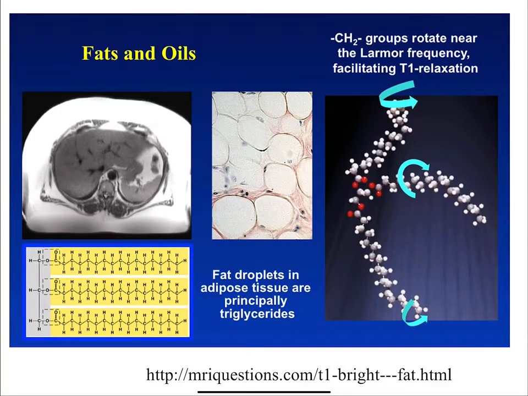The other thing that we can get from this is that it turns out that fat and oil, especially at the clinical field strengths of like 1.5 and 3T, tend to tumble right around the Larmor frequency. And so therefore, they're very efficient at absorbing the energy from the excited spins. And so that's why fat typically tends to have a very short T1. All right.